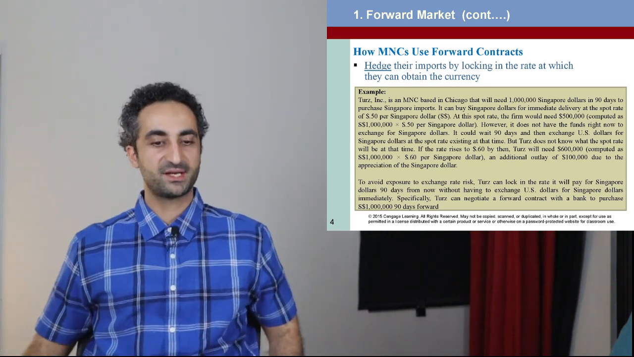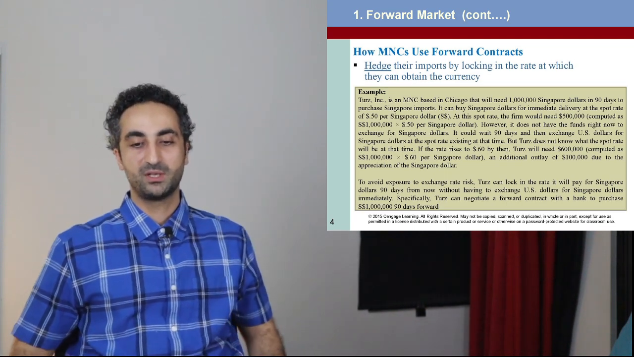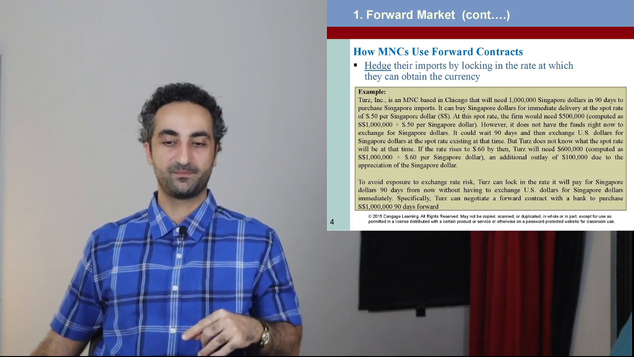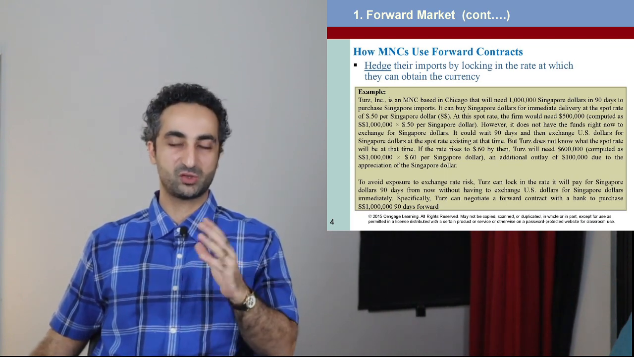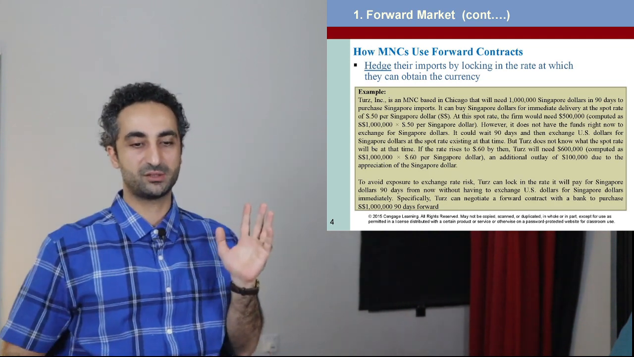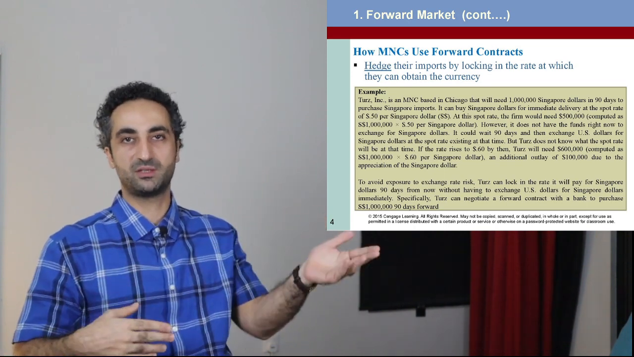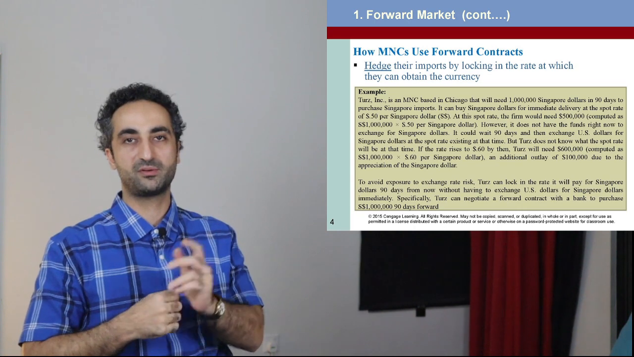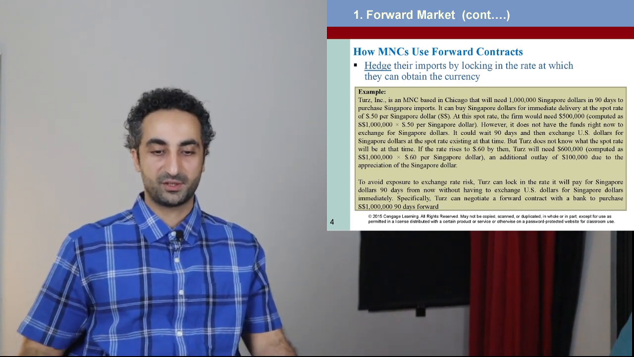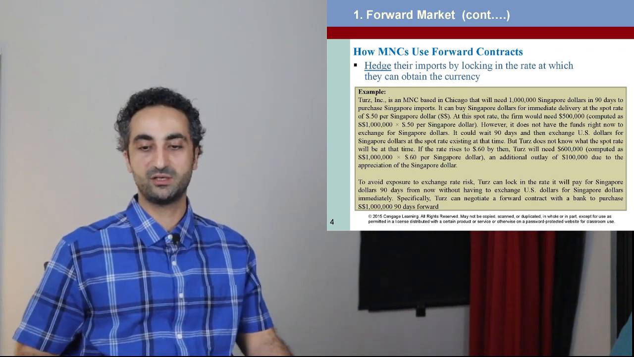Tours is an MNC based in Chicago, an American company. They need 1 million Singaporean dollars in 90 days. So we know when: after 3 months, I need 1 million Singaporean dollars. Why? To purchase imports, same as my example in Malaysia. From Singapore, they need to buy raw materials. So it can buy Singapore dollars for immediate delivery.